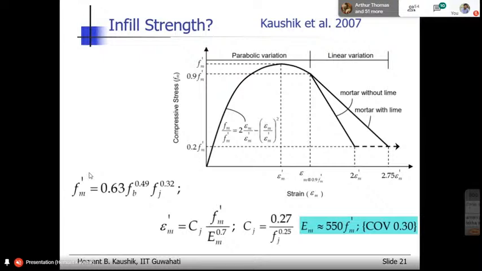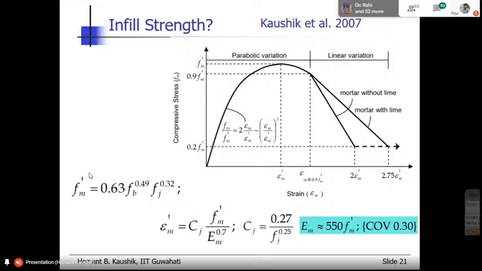Before that, you have to find someone who can do this testing. So what I propose is that even if you don't have the capacity or the facilities to do the masonry prism test, you always know the average brick strength in the region. So FB you already know.